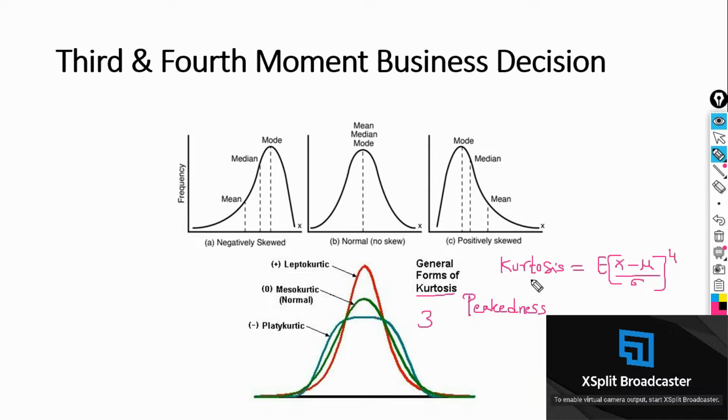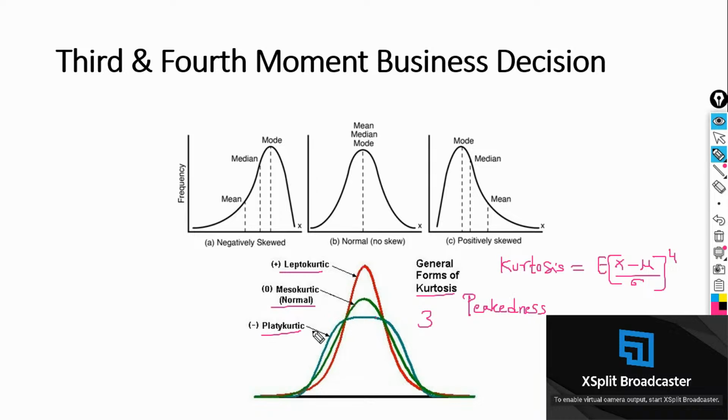Okay. So what exactly does this kurtosis talk about? It talks about the peakedness. Like how skewness is of three types: positive skewed, negative skewed, no skewed. In the same way, kurtosis is also three types: negative kurtosis, positive kurtosis, and zero kurtosis. What is this positive, negative, and zero kurtosis? Let us talk about these three plots.